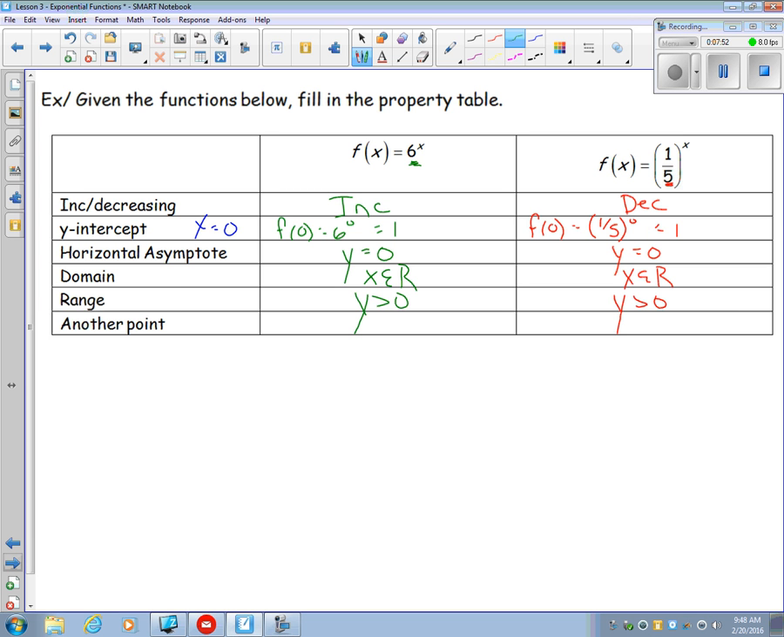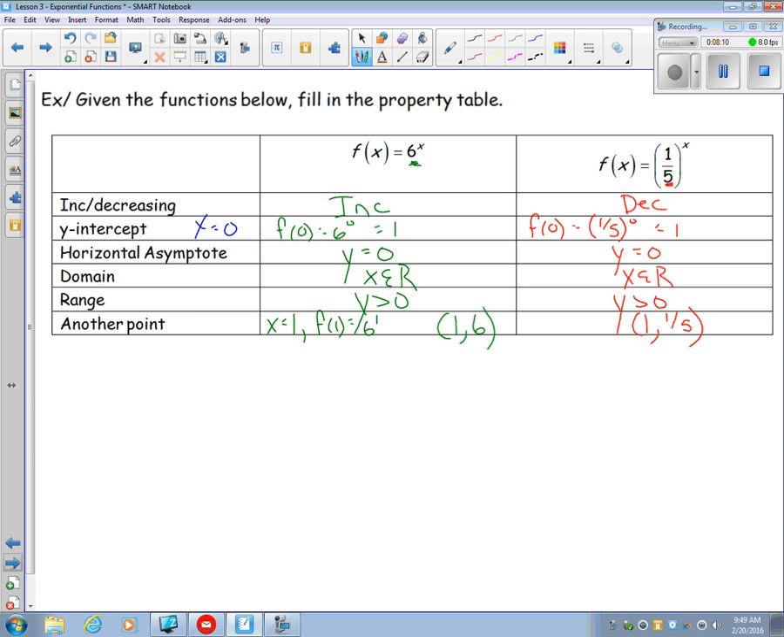And another point. So let's pick a nice value. If I said x was 1, I'd get f at 1 would be 6 to the power of 1. So what's another point? 1 and 6. If I did the same thing over here, another point would be 1. And if I put 1 into that equation, I get 1/5.